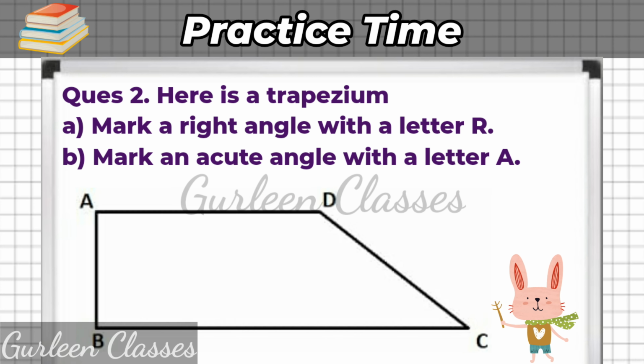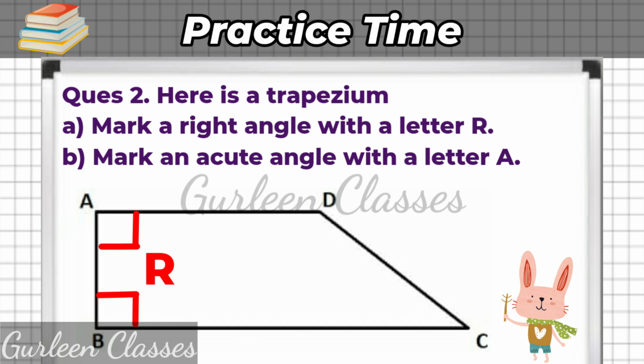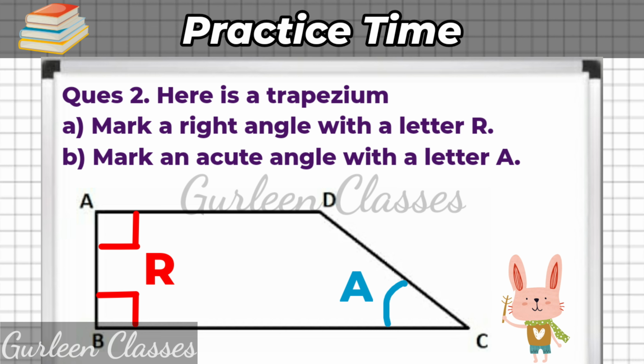Next, question 2. Here is a trapezium. A part, mark a right angle with the letter R. So here I have marked R as a right angle. B part, mark an acute angle with the letter A. So here I have marked A for an acute angle.